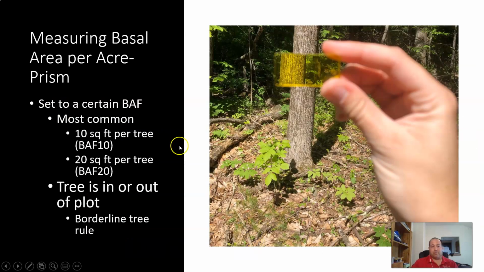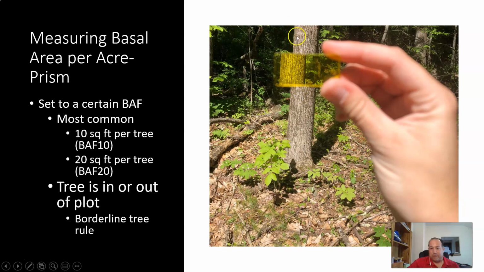Now with a prism, the prism is going to be set to a certain amount of square feet. Usually 10 square feet or 20 square feet are your most common prisms. And the tree is going to be in or out of your plot based on if you see the tree line back up on itself through the prism. This is a very good example of it, where this is my tree, but when I look through the prism, the area where DBH would be is distorted. If it's distorted and it's not overlapping the tree, then it'd be out.